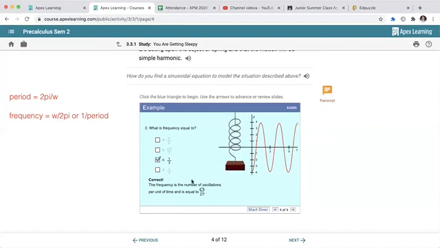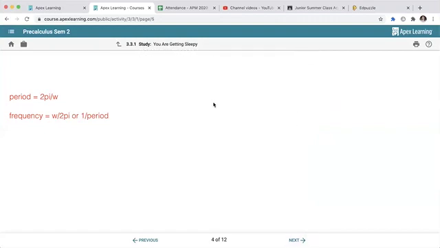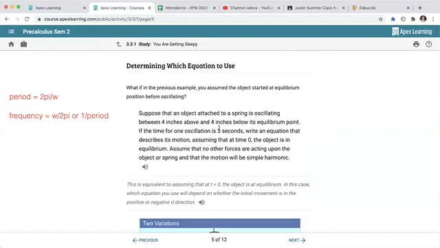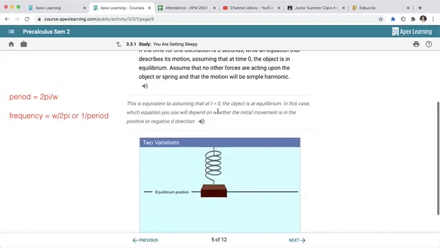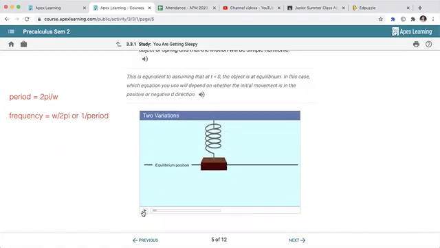Again, the reason it's 3 is because it took 3 seconds to get back to where we were. It took us 3 seconds to get back to where we were, so our period was 3 seconds. So w had to be that 2 pi over 3 in order to get rid of those values. Okay, so then determining which equation to use here, what if we have different variations?